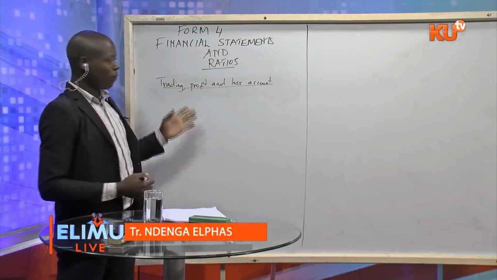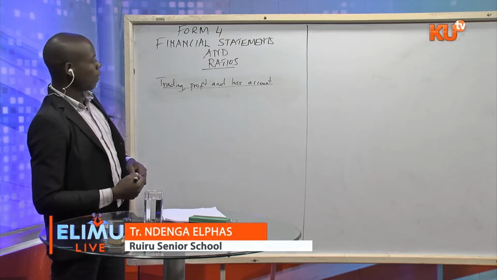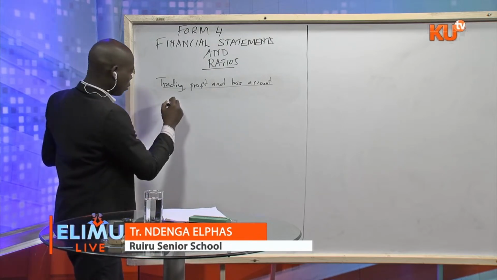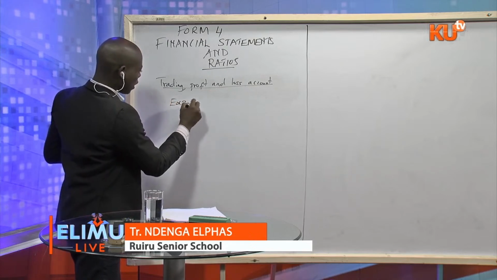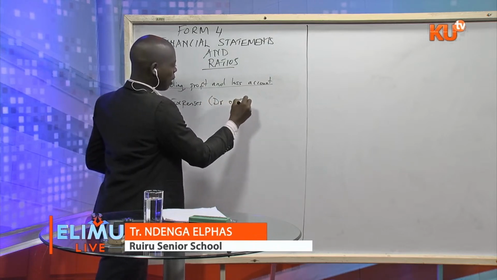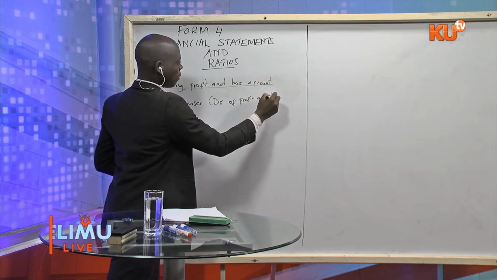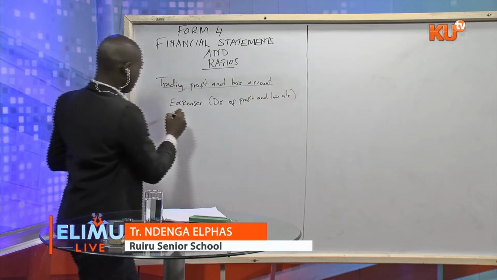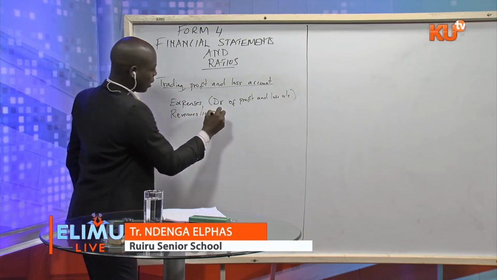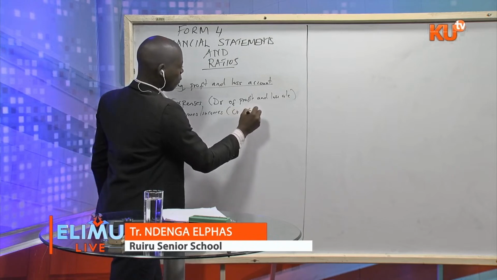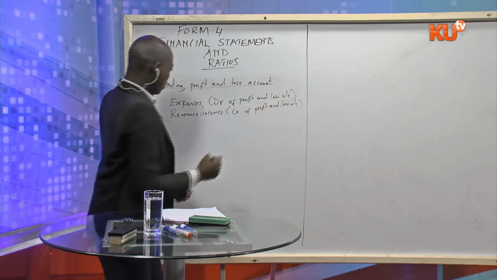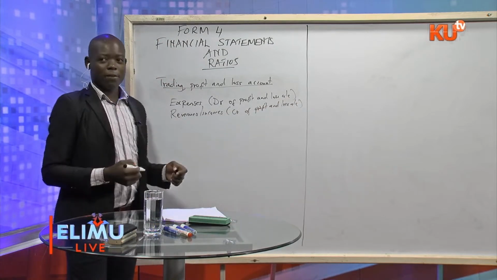What we need to understand, even before I give the format of the trading profit and loss account, is that when we are looking at the profit and loss account, there is a part where we talk of expenses. Expenses are debited, or written on the DR side, of the profit and loss account. And then we have revenues or incomes, which are captured on the credit side. We need to understand one thing about expenses and revenues.